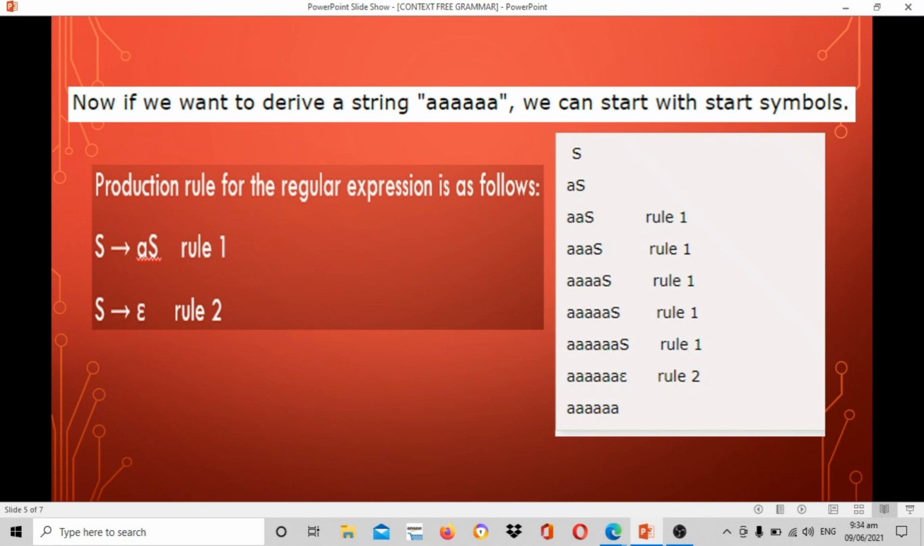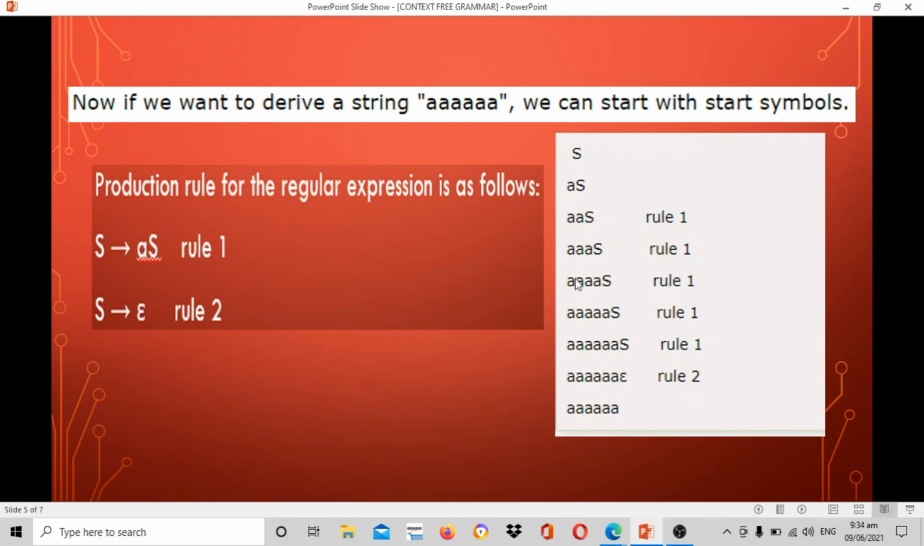Now, if we want to derive a string of 6 a's, we can start with the start symbol S. Again, the production rule is S gives aS, rule 1, S gives empty, rule 2. So we start with S: S gives aS, so we write aS here. Then we write a. Then S gives aS by rule number 1, so we write aS again. Then write down the double a. Then S gives aS again, rule number 1.